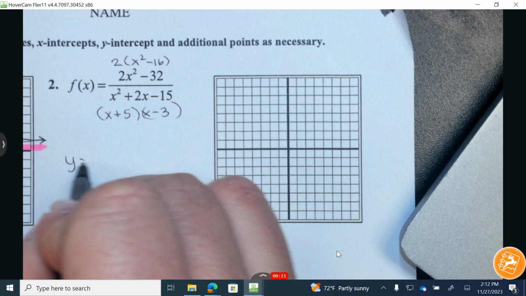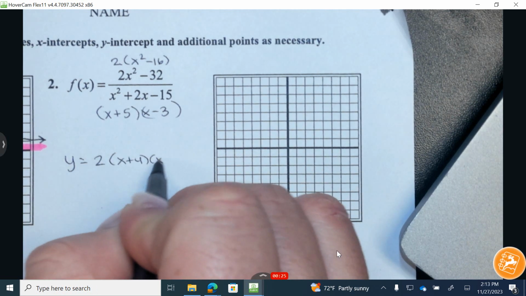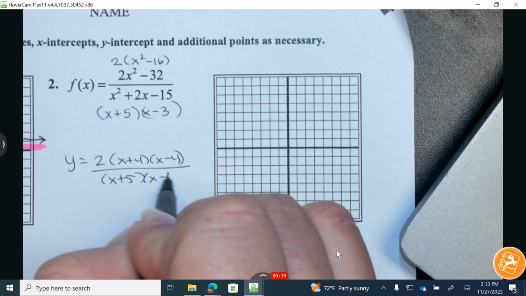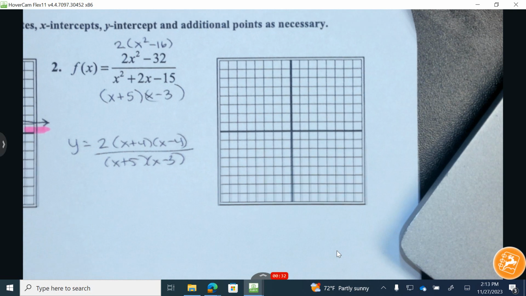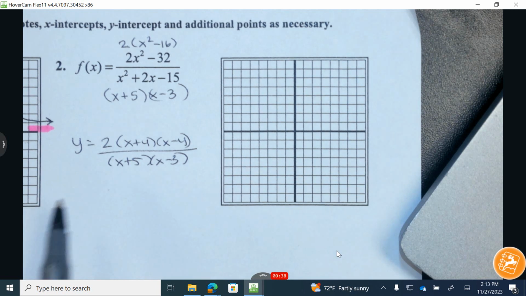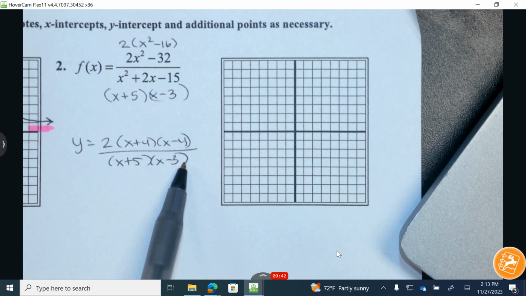So let me rewrite this. I know that x squared minus 16 is the same as x plus 4 and x minus 4. And this is why it is so important that you have mastered how to factor. So in order to determine the vertical asymptotes, remember our function will never cross a vertical asymptote, we're going to focus on the bottom and we're going to set each of these equal to 0 and solve.